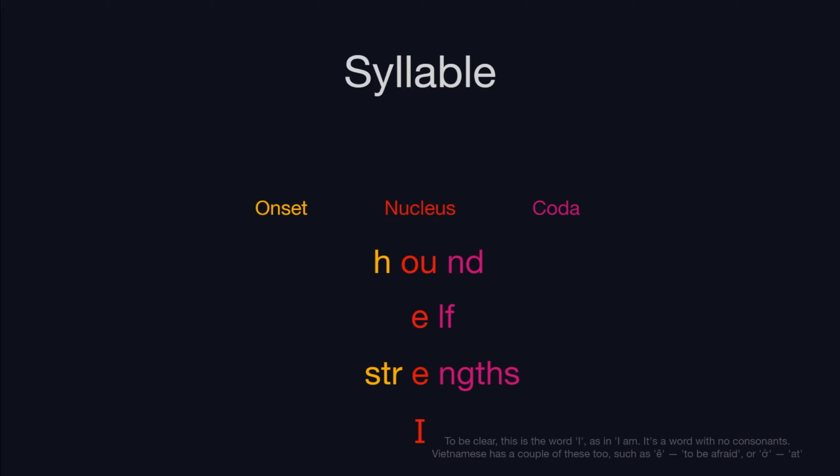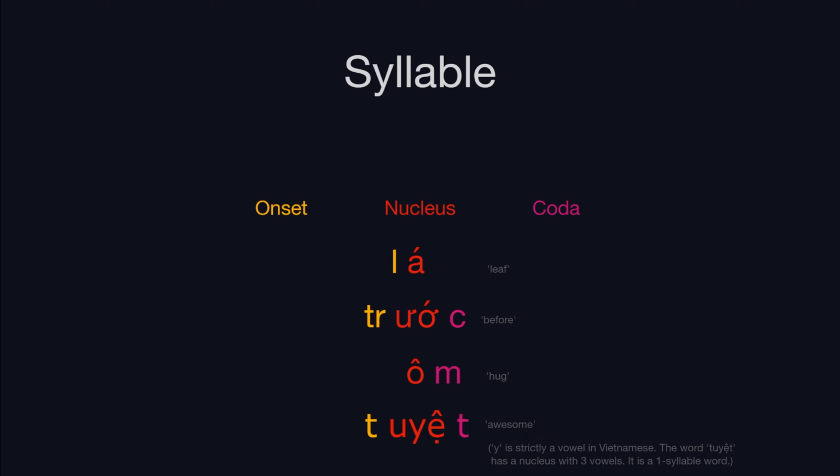When it comes to consonants, English tends to be pretty open-minded. You can find words with lots of consonants in a row, and likewise, you can also find words that have no consonants at all. Vietnamese, on the other hand, can sometimes feel a lot more restrictive, because it only allows a maximum of one consonant in the onset and one consonant in the coda.